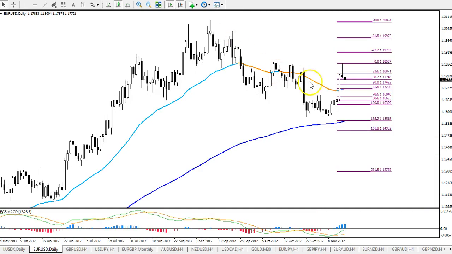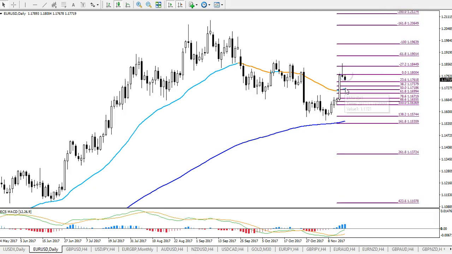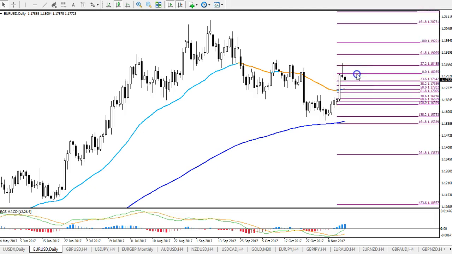All right, so also if you look at this daily candle, it could just be a retracement of that daily candle, to maybe a relatively shallow fib like this 23.6 fib or 38.